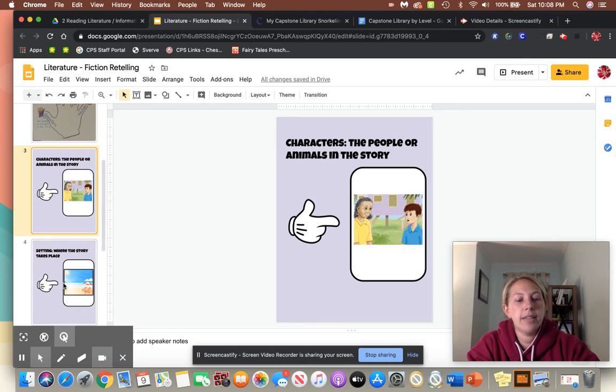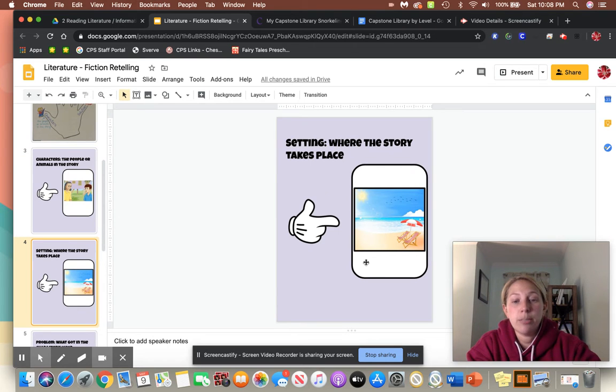Next, we talked about the setting, and we said this story takes place by the beach, at the beach, and even in the ocean. And that was important to the story because in the story, Gil wants to learn how to snorkel.